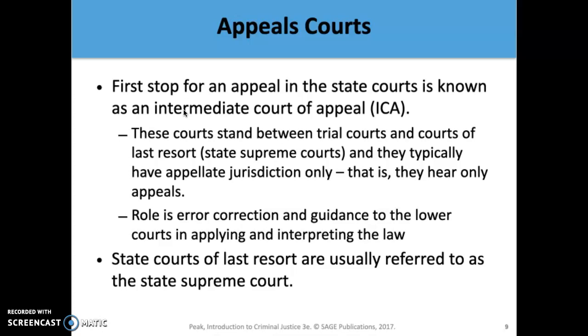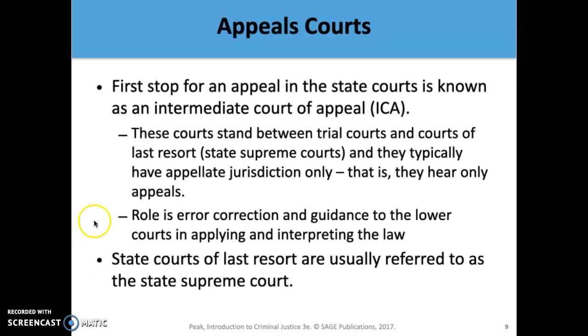But again, the appeals court's job is primarily to ensure that the lower courts have applied the law correctly, right? And they provide some guidance as well to the lower courts. So again, their role is error correction and guidance to the lower courts in applying and interpreting the law. That's the primary reason we have appellate courts. But again, usually you're going to appeal matters in which you think that the law was misapplied in some fashion or another.